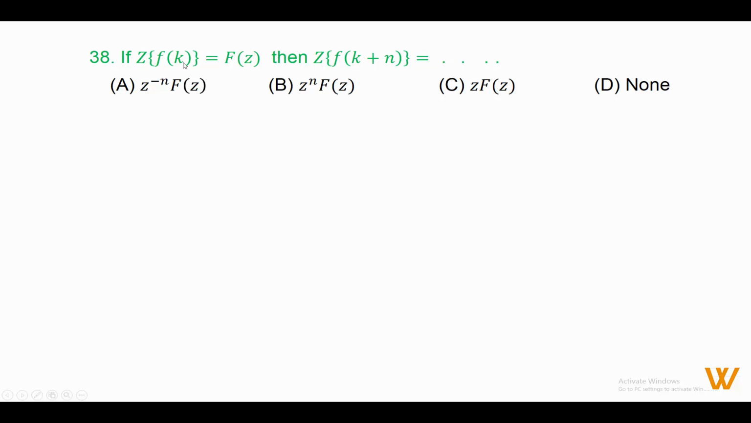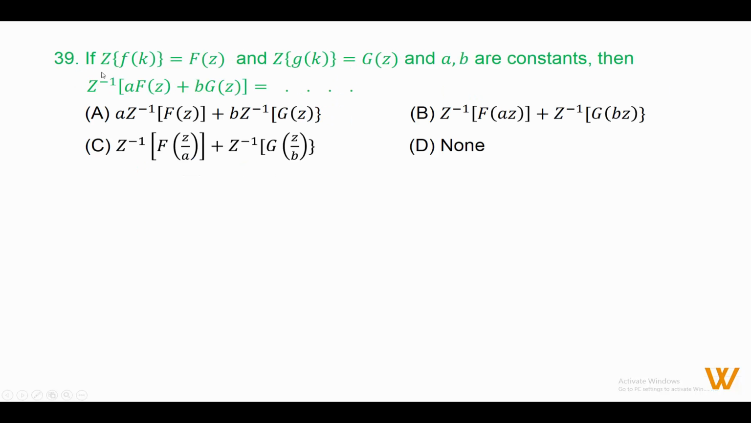If the Z transform of the sequence f of k is capital Fz, then the Z transform of the sequence f of k plus n is equal to z raised to n capital Fz. The answer is option B, z raised to n capital Fz.